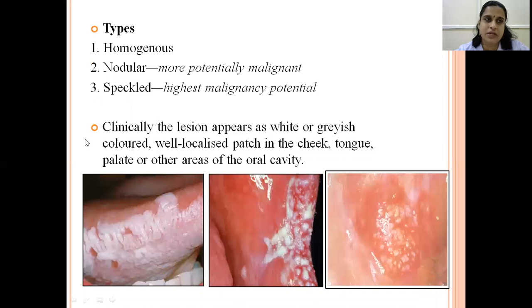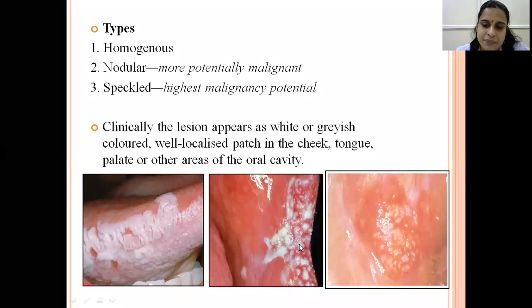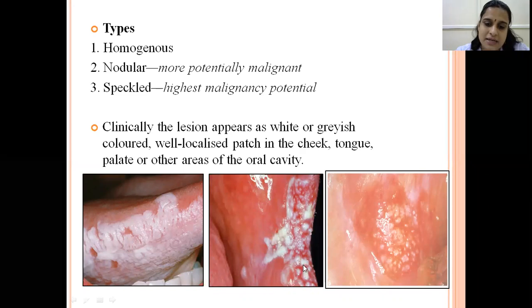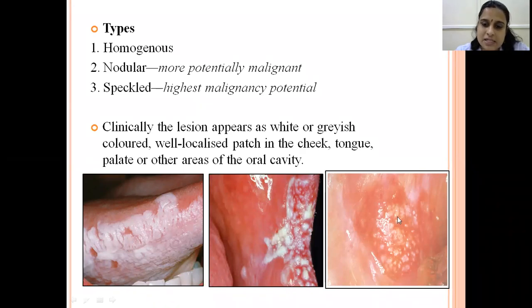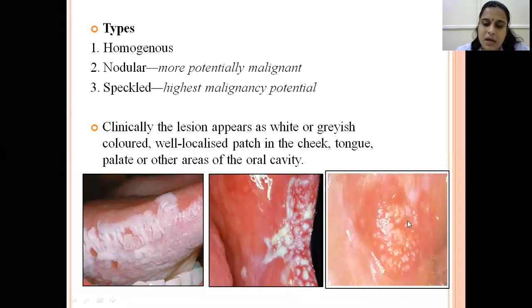Now, there are 3 types of leukoplakia. One is homogeneous, simple, extensive spread, homogeneous or nodular. You can see the nodule formation, nodular white patches, painless white patches, and speckled white patches on the oral mucosa. Now, this speckled and the nodular varieties, these are potentially premalignant. Somewhat safer is homogeneous leukoplakia.